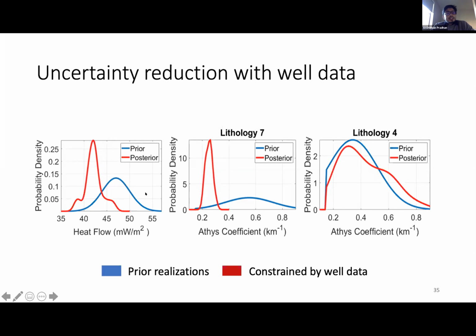We had assigned a prior distribution which had a large range of uncertainty, but after considering the well data, the temperature data, we see a huge reduction of the uncertainty. Similarly, for the Athy coefficient in lithology 7, here we had data and we see a reduction of uncertainty. A good thing is that our method gives us large uncertainty where we don't have data. So, for example, in lithology 4, we didn't have any well data, and we see that the prior and the posterior uncertainty are almost the same.